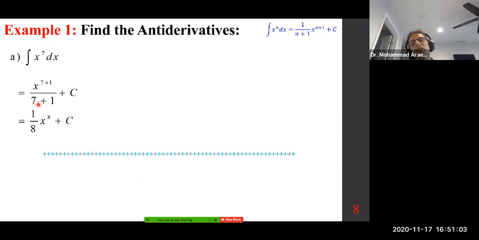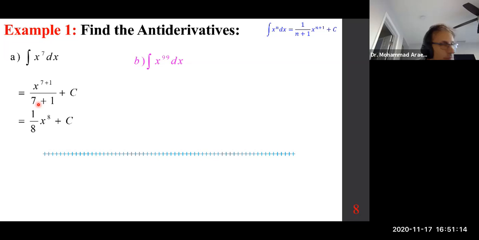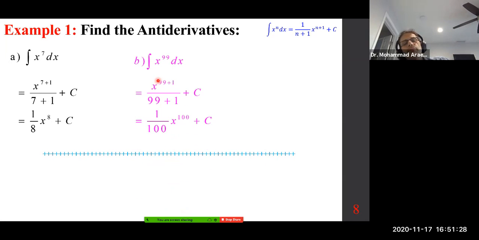You don't have to write the intermediate step. We are getting it started. I thought maybe we write that. So can anybody tell me what's the answer here? We add 1, it becomes 100. So x to the power of 100 over 100 and a constant. Again, whether you write x to the power of 100 over 100 or you write 1 over 100 times x to the power of 100 makes no difference. That's your choice. They all mean the same thing.